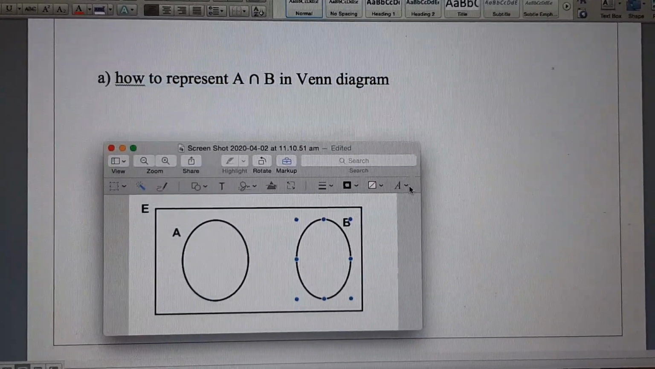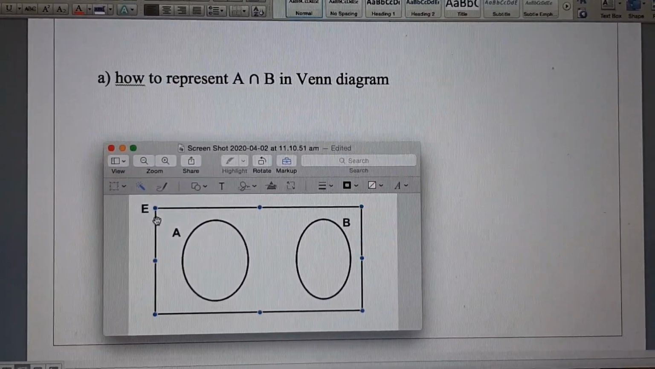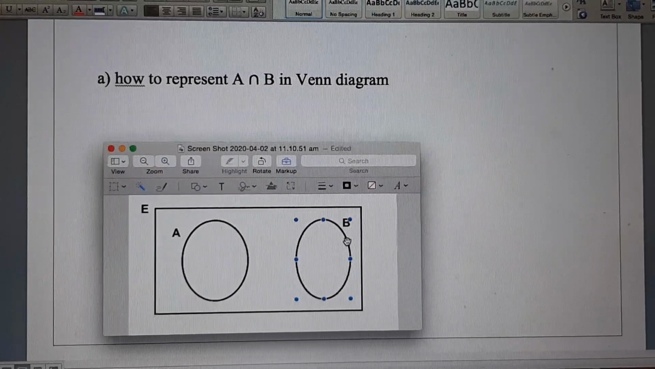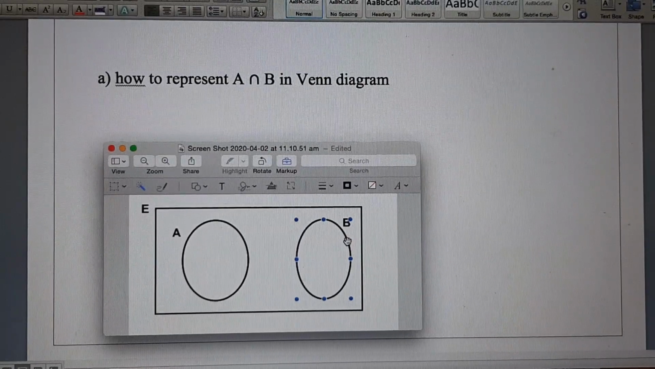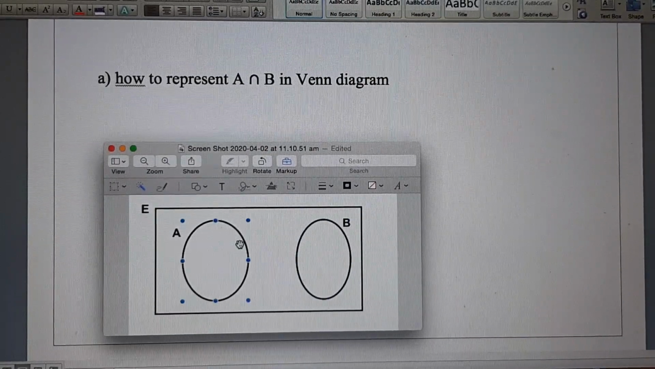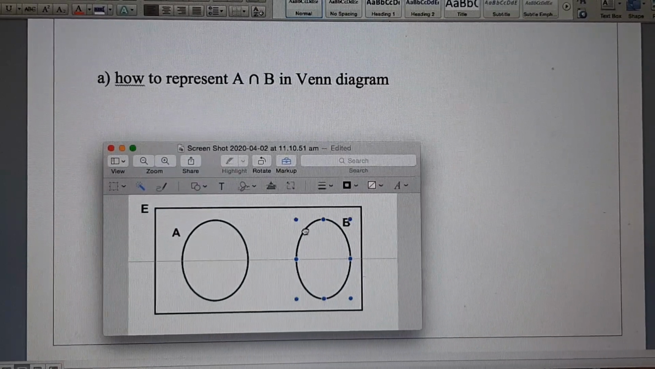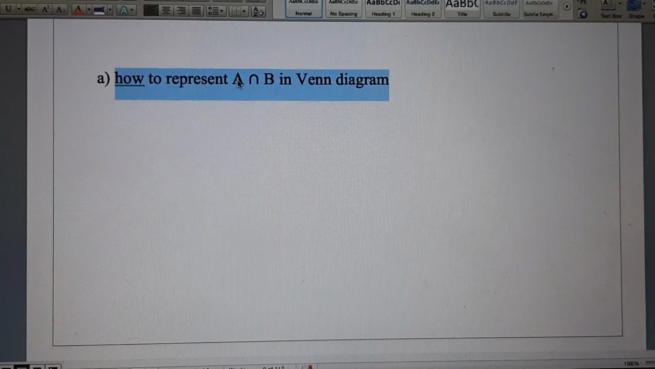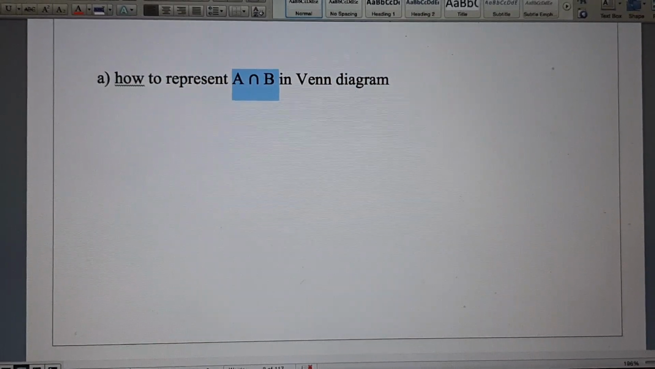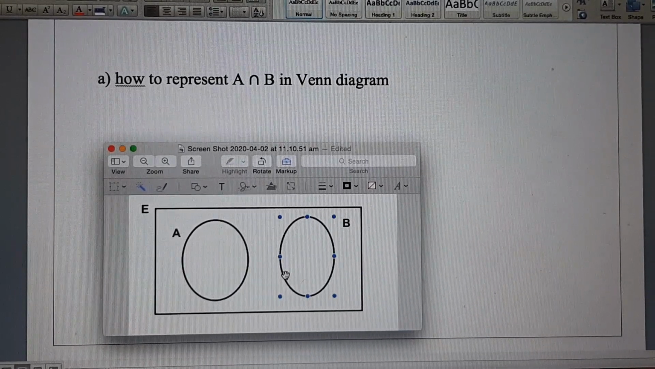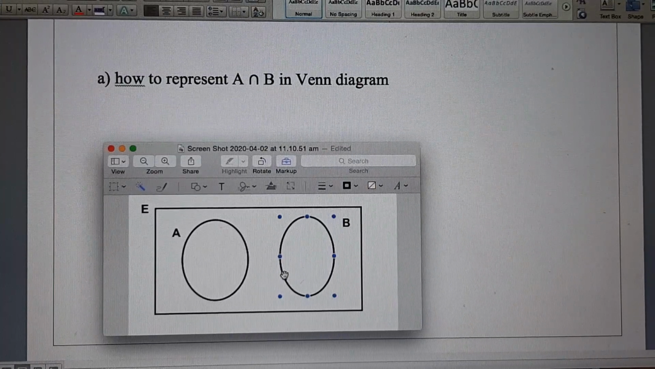Now how to shade A intersection B in a Venn diagram? That is simple. This is your Venn diagram, a rectangle that represents a universal set, the set A represented by this circle, and the set B represented by this circle. Here we have two different sets, A and B, and they are not overlapping. When you have to represent A intersection B, intersection means the part which is common in both A and B. But here we don't have any common part, so we are not going to shade anything over here.